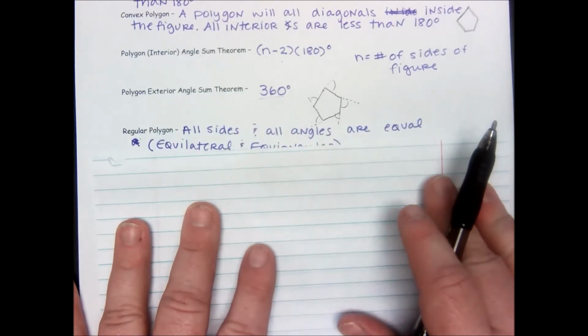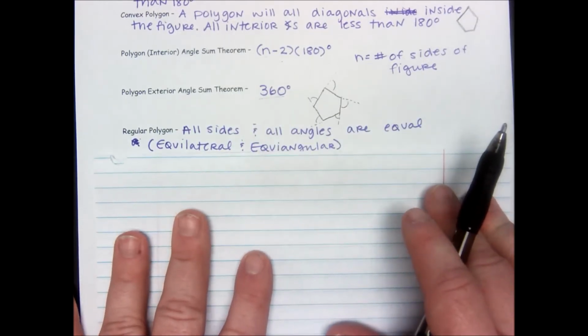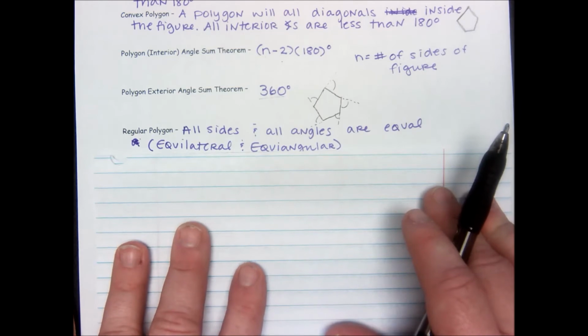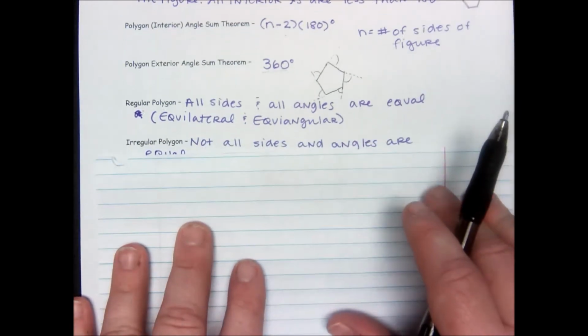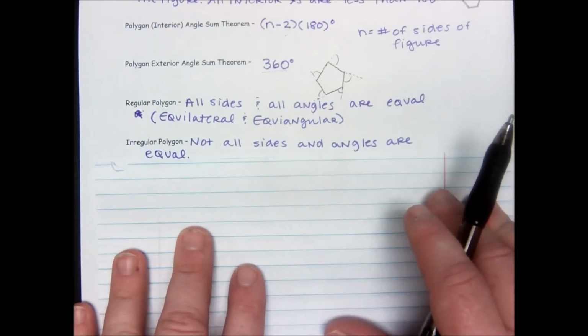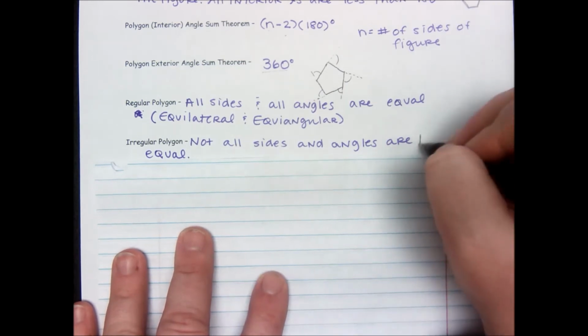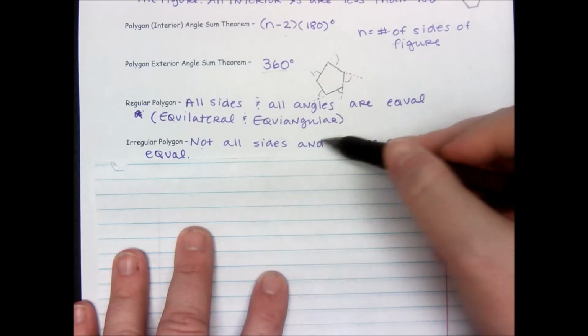So the next thing, a regular polygon, it's when all sides and all angles are equal. So it's equilateral and equiangular. An irregular polygon means not all sides and angles are equal.